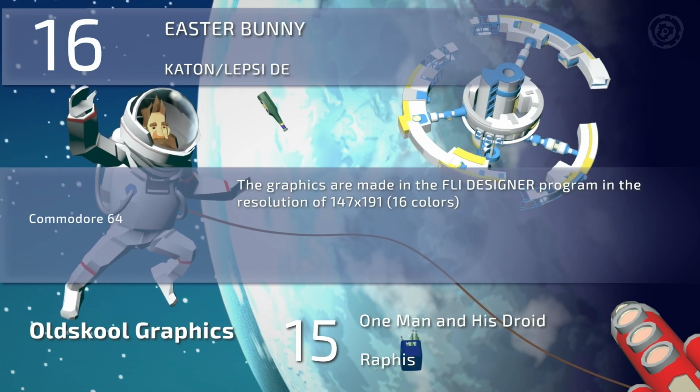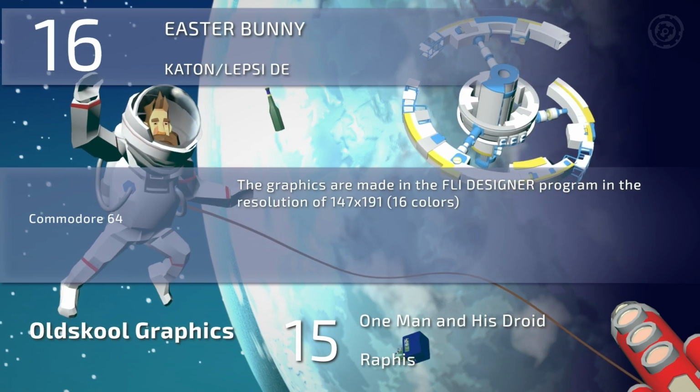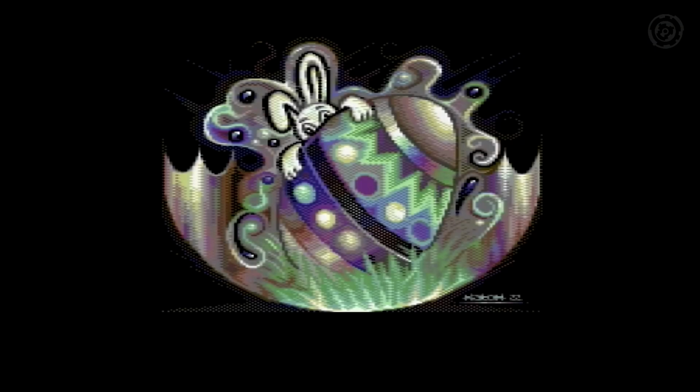That's hard to do. Easter Bunny by Katon of Lepsi. This is a C64, another FLI picture. Again, the dithering is being used to trick your eye into thinking that there are more colors than what it has. Yeah, which is pretty much the purpose of FLI. Well, okay, maybe there's also something additional.